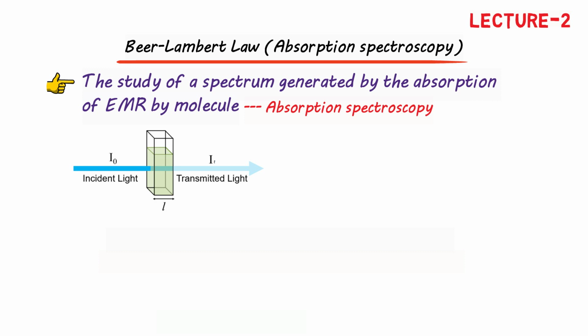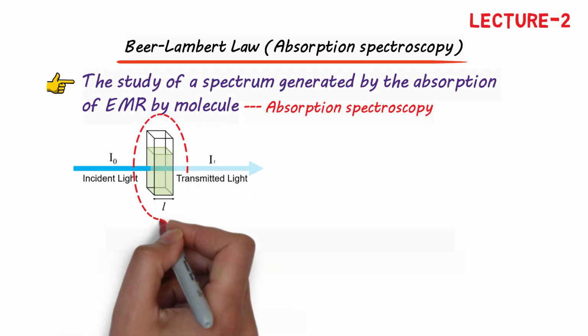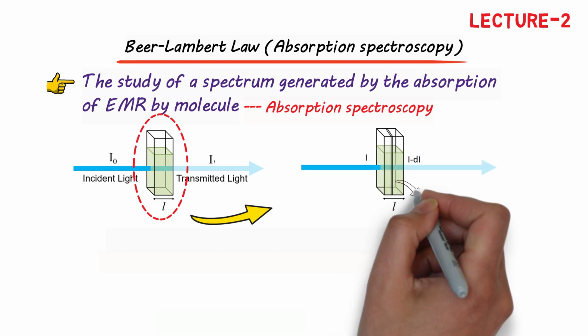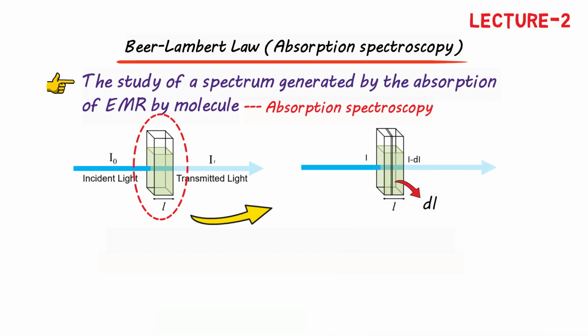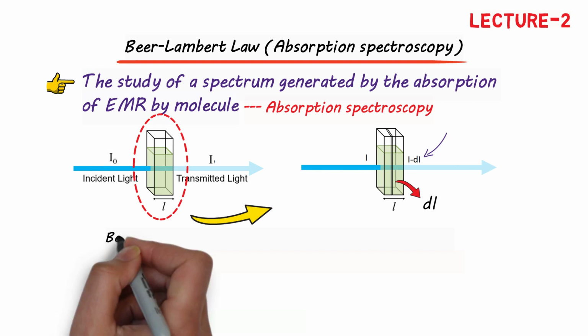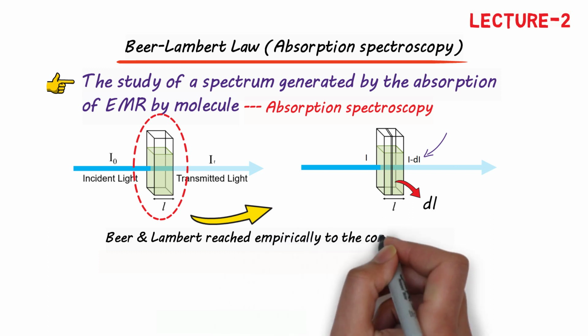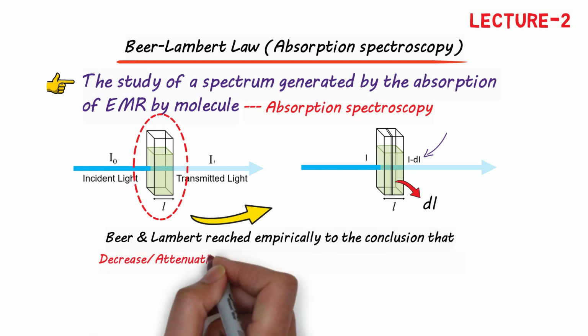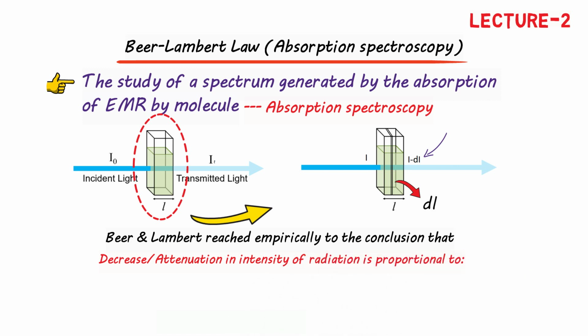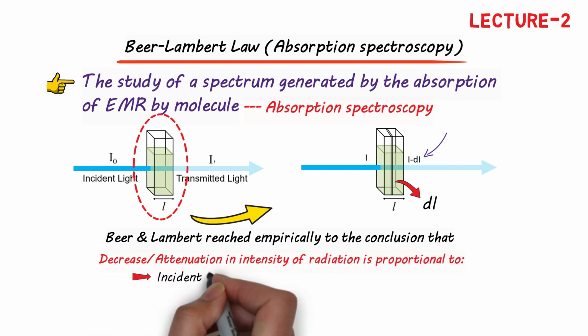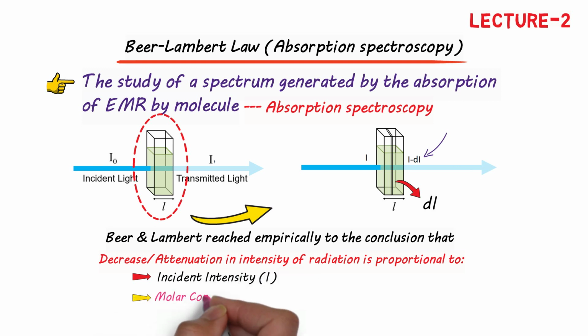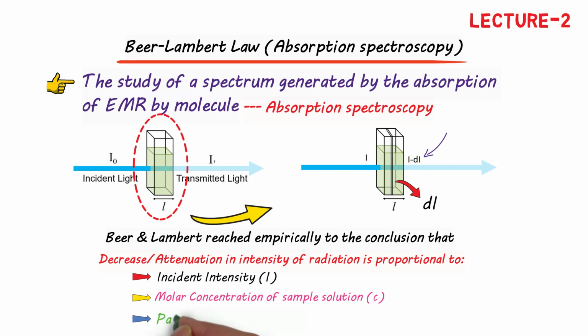Now, in order to observe the conclusions of Beer and Lambert, they take a section of this sample cell of length dl. Through this dl, if I is the intensity of light incident on it and I minus dI is the light transmitted, where dI is the amount of intensity decreased or attenuated during absorption of radiation by sample section dl. Beer and Lambert reached empirically to the conclusion that decrease or attenuation in intensity of radiation during absorption is proportional to three things. Number one is incident intensity, that is I, molar concentration of sample solution, that is C, and path length of sample, that is L.